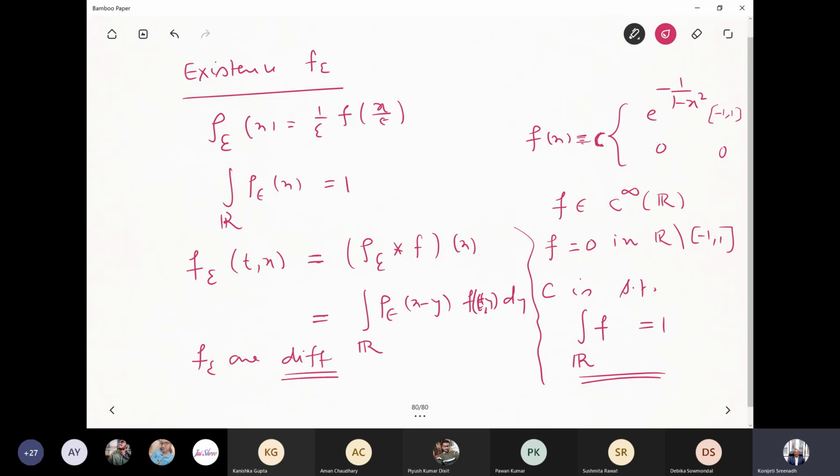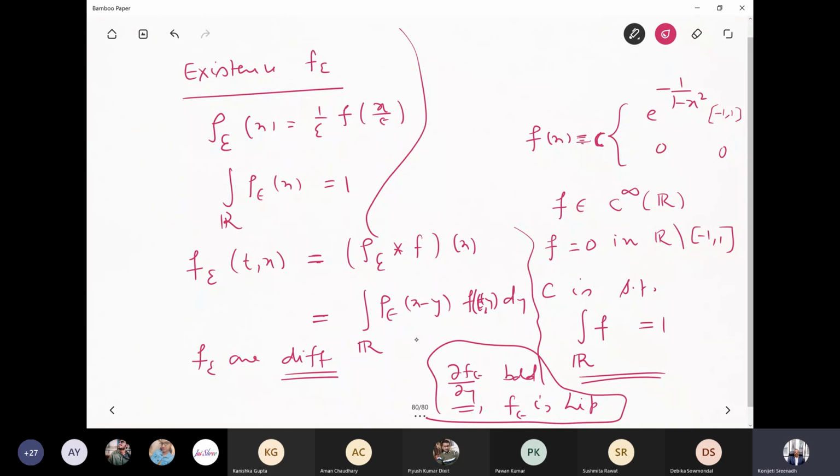Therefore, since they are differentiable, you know that if dou f by dou y is bounded, it implies f is Lipschitz. Because of that, since things are bounded, f epsilon are going to be Lipschitz functions. Moreover, you can show that these f epsilons are going to converge uniformly to f.